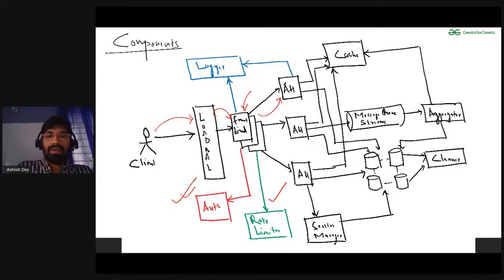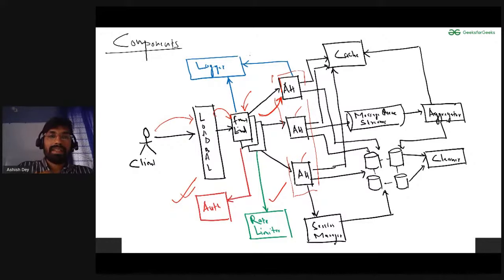So what we are doing is, this is one layer. This is an application layer where each application host is stateless, and the request is getting routed to any of the application hosts. So these are the application host components. You can put n number of application hosts based on your scalability requirement.